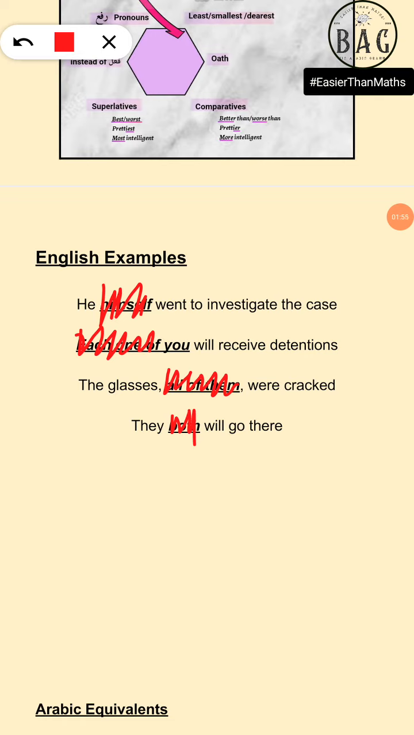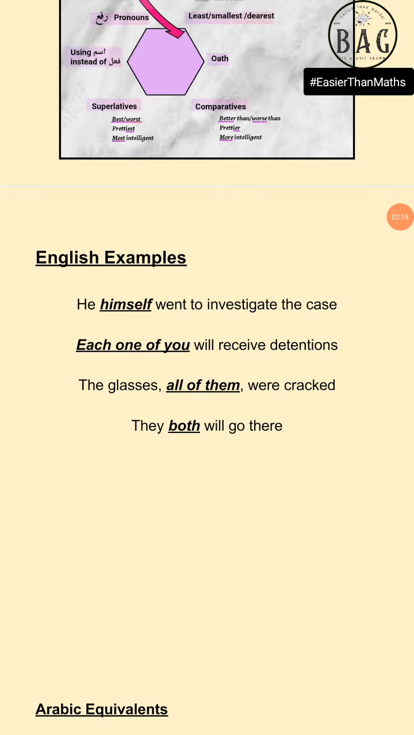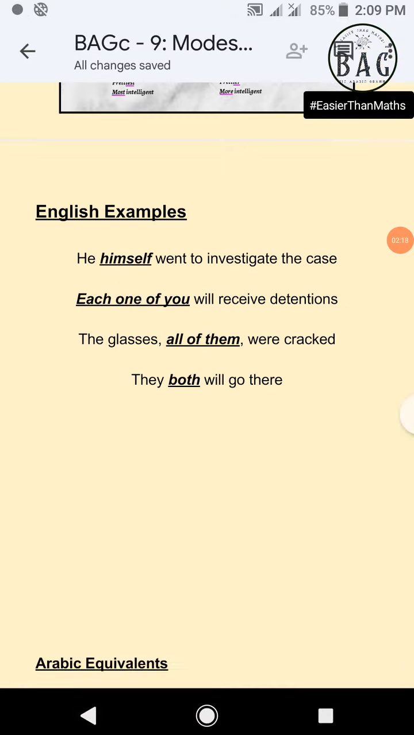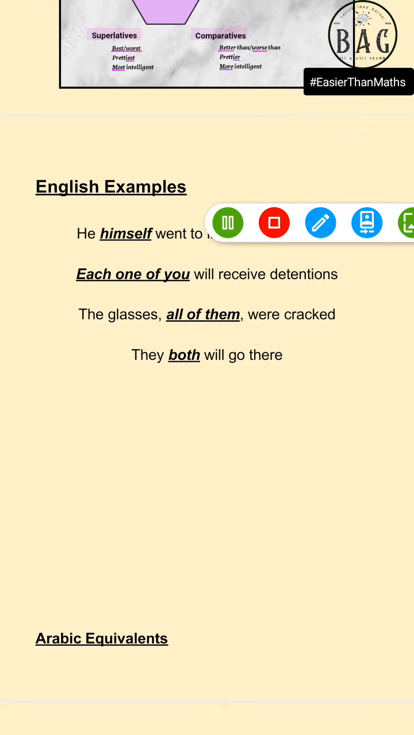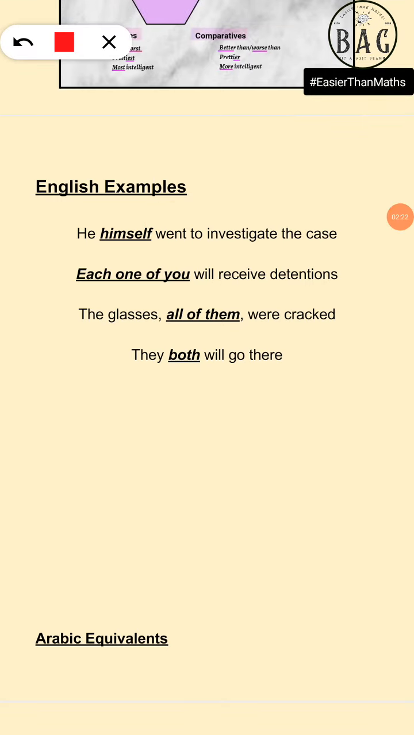He went to investigate the case. You, or all of you, will receive detentions. Then the glasses were cracked. They, or both of them, will go there. Okay, now these are all regular sentences, aren't they? So in order to put a kind of stress in each of these sentences, what we can do is that we can apply or employ or use the method of Takide Manvi.